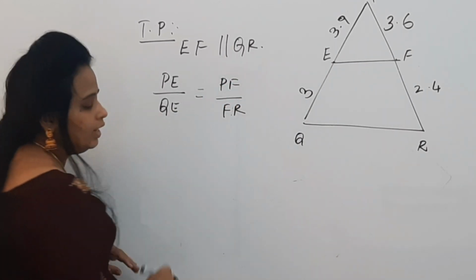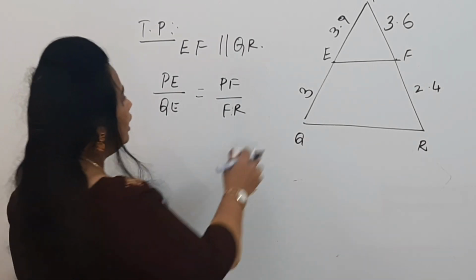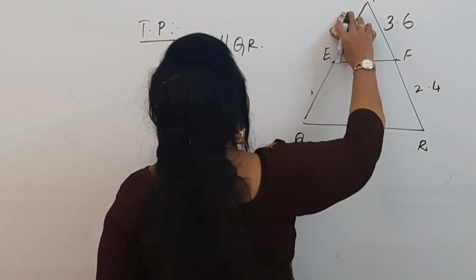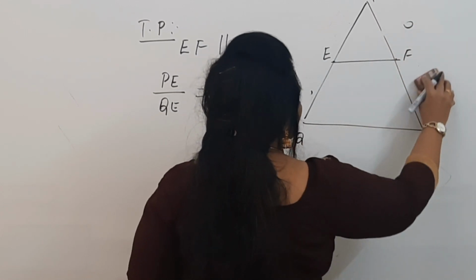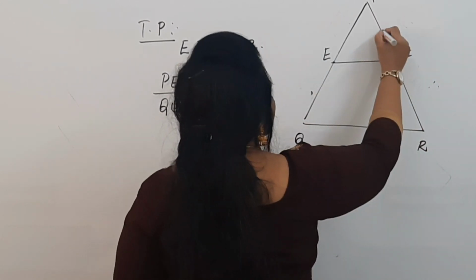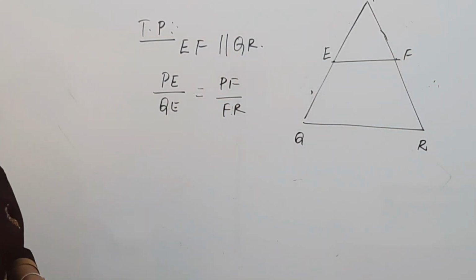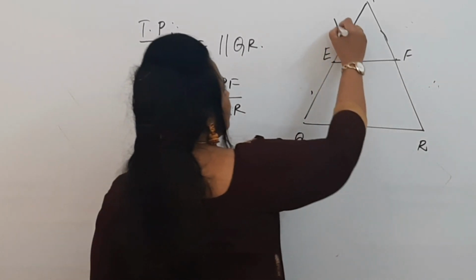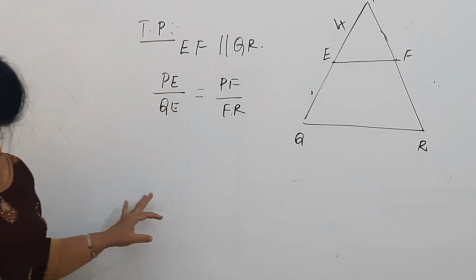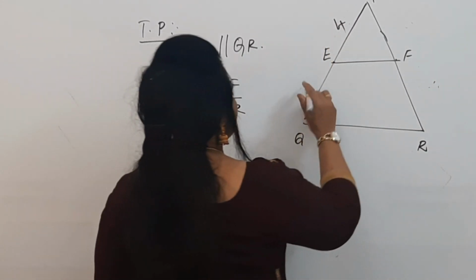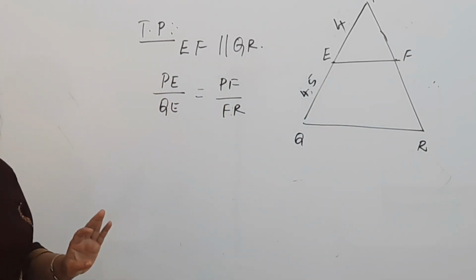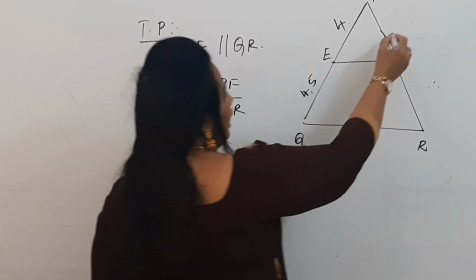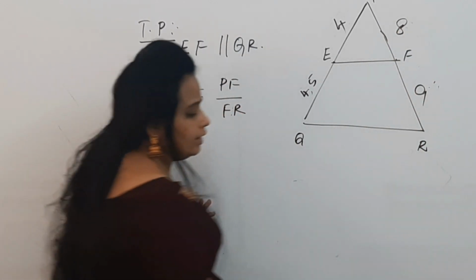If this is equal, then that is correct. So let me wrap my measurement. I am going for second question of this 6.2. So the measurements are given like this. PE is 4 and then QE is 4.5. And then PF is 8 and FR is 9.